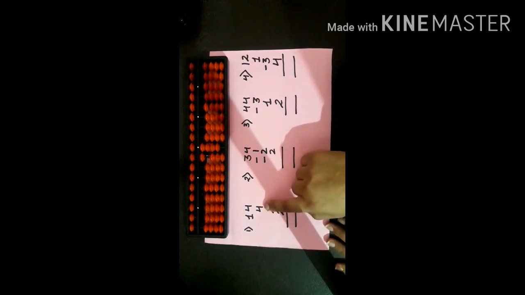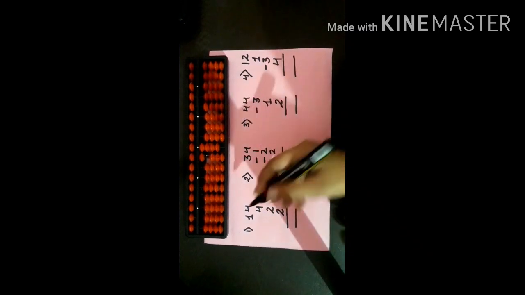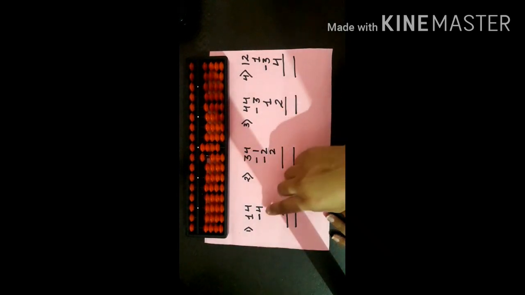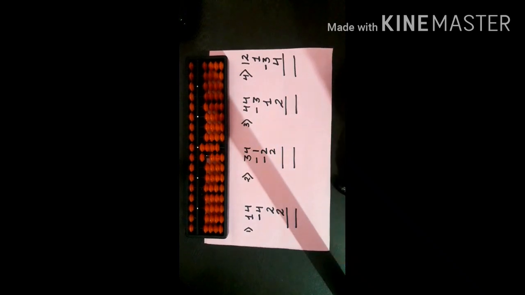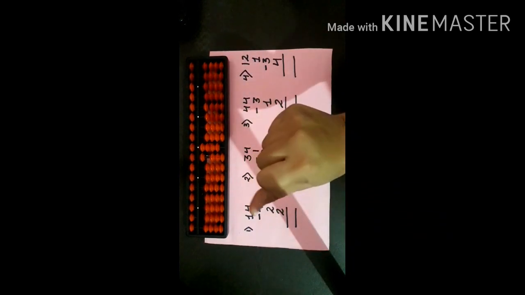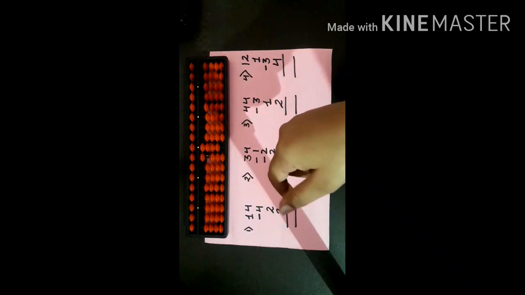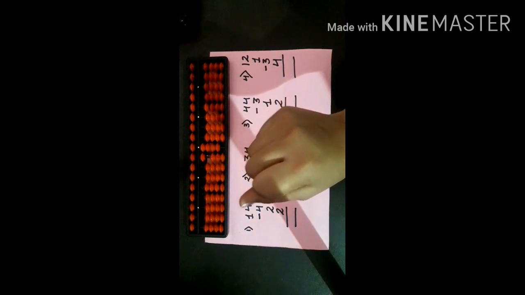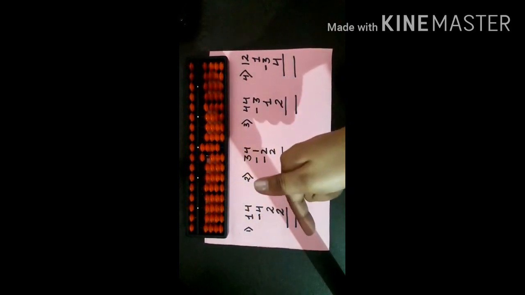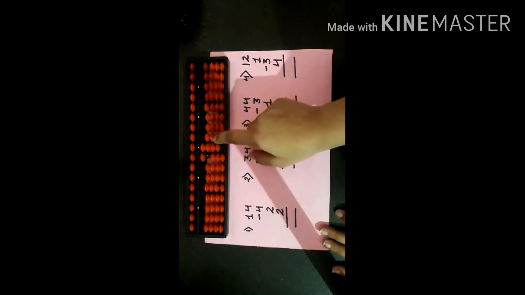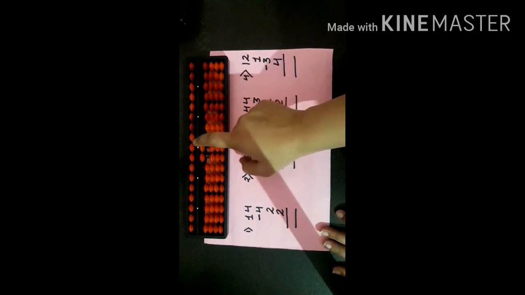Now see, your next number is minus 4. So for minus 4, you have to subtract. For minus, I have told you, you have to put the beads down. For add, up. For minus, down. If you want to add, you move the beads up, and if you have to minus or subtract, you put the beads down. So here is minus 4, which means you put the beads down: 1, 2, 3, 4.